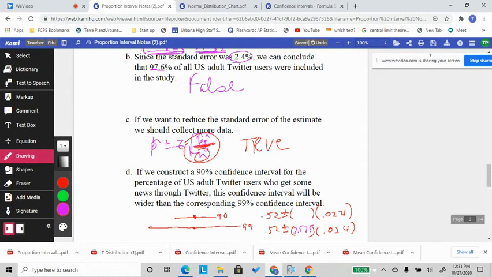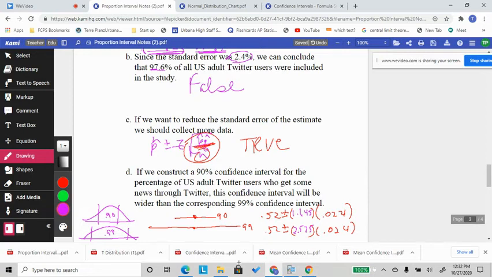90 is 1.645 if you go back to how we find these numbers. If you think about it, a 90% interval has a middle 90, a 99% interval, same size, has middle 99. See how this one's wider? This is smaller, this is wider. A 99 is always going to be bigger than a 90. Okay?